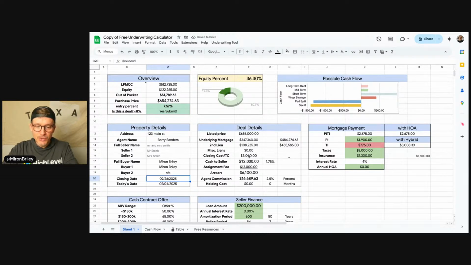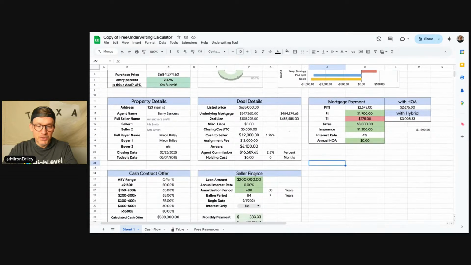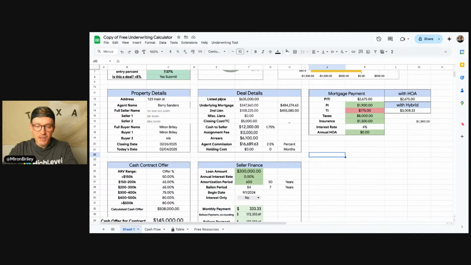When you start underwriting the deal and putting in the figures, it'll start doing a couple things up here. It'll tell you what the equity is. It will tell you what the cash flow is on all these different types of cash flow. You put the property details in, like I said. You can put the mortgage amount, any other lien like a solar lien or a HELOC. If you have closing costs, if you want to give cash, make the offer, what you want to give to the seller down, what you want to give to the agent, if there are arrears, if you want to put an assignment fee in there.